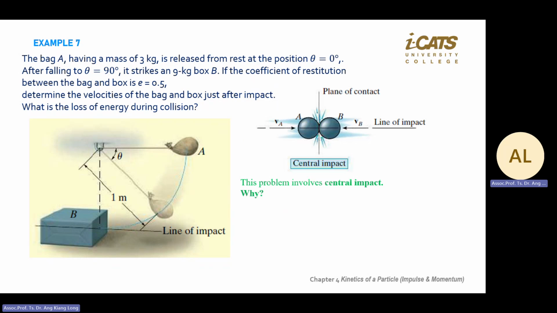So in central impact, you can draw the diagram, A and B like that, plane of contact, velocity VA and VB. Right? So on your left, your B will be the sandbag, your A will be the box. So basically your box is stationary, so you know your VA already. You know your VB. VB you need to find, and you can find the VB from the principle of linear impulse and momentum.